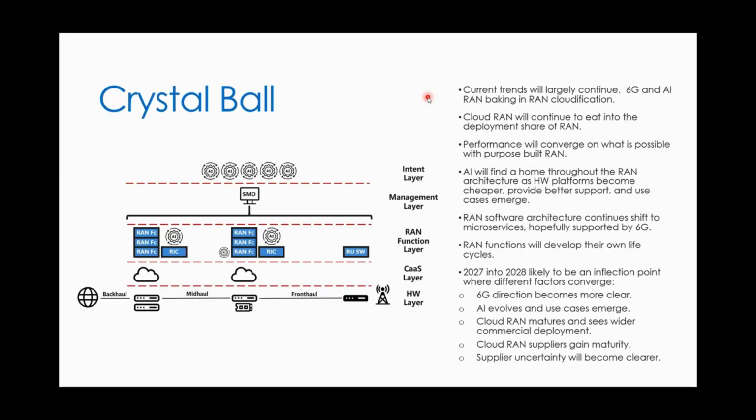So I think the 6G, what that's going to look like, its use cases, that's going to be clearer as we get closer to 2030. AI is continually evolving, and I think those use cases will become clearer over the next few years.